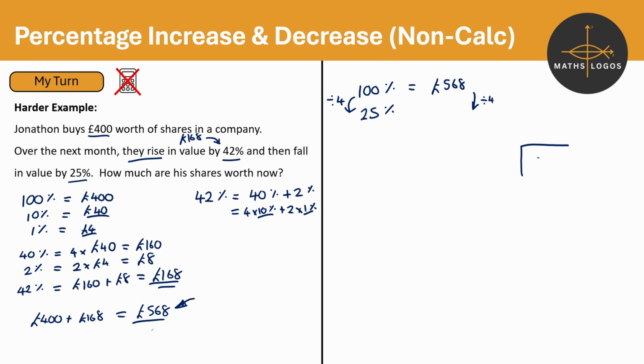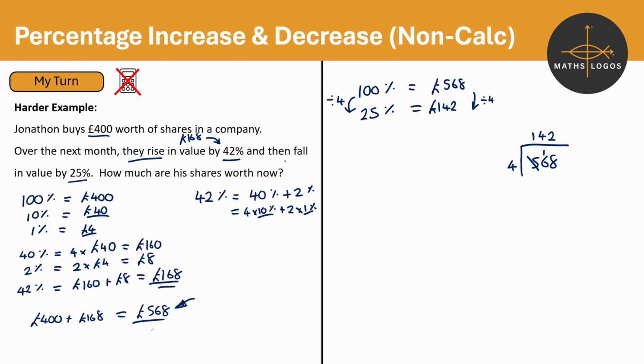Set up our short division, 5, 6, 8 divided by 4. 4 goes into 5 once with 1 left over. 4 goes into 16 4 times, and 4 goes into 8 twice. So 25% is £142. How much are his shares worth now?